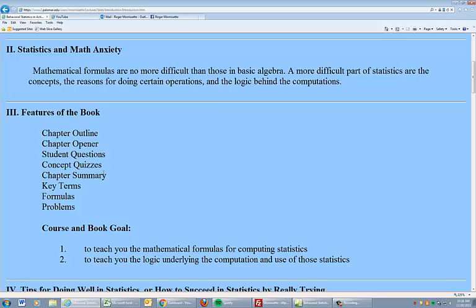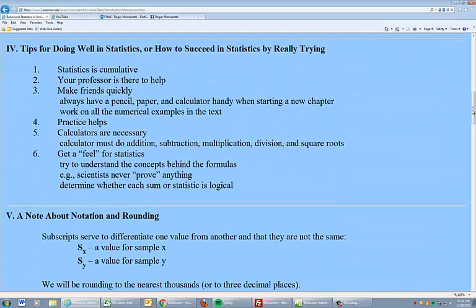The practice questions at the back of the book will be helpful to use to practice. So please purchase the book, share the book, rent the book, do whatever you have to do, but you should use it. Statistics is cumulative, so if you fall behind early, it could hurt you later. Please try to make friends as quick as possible, get in study groups, and practice helps. There's no secret to this class.